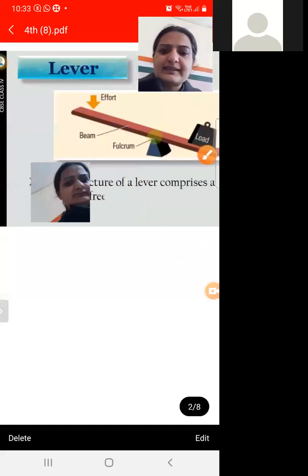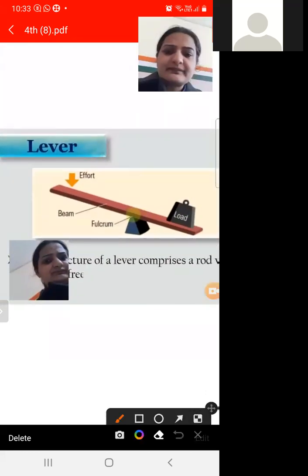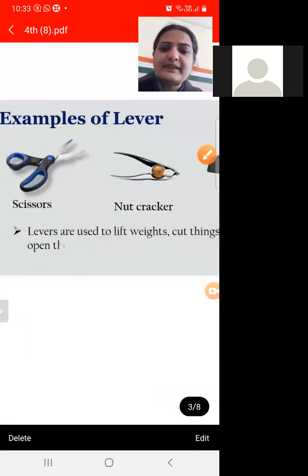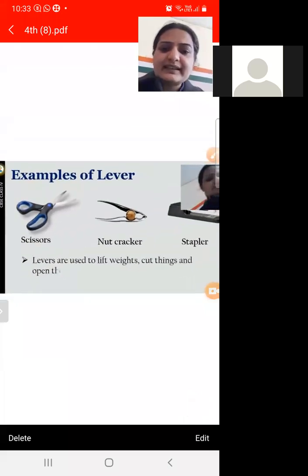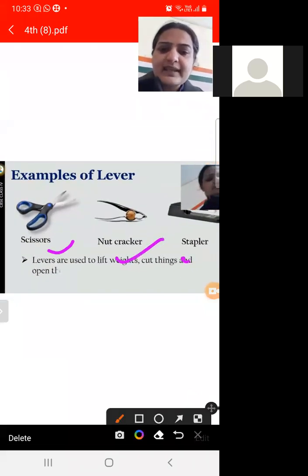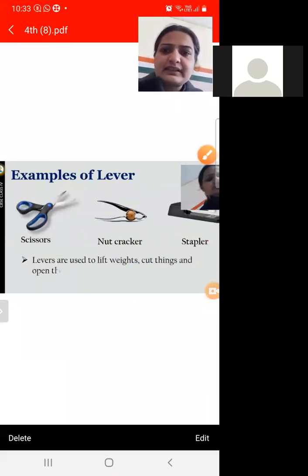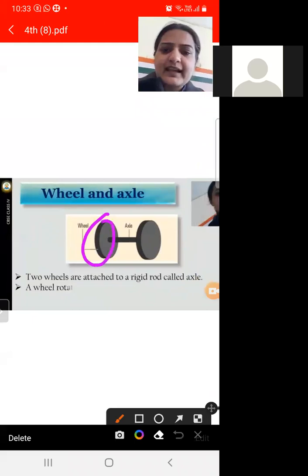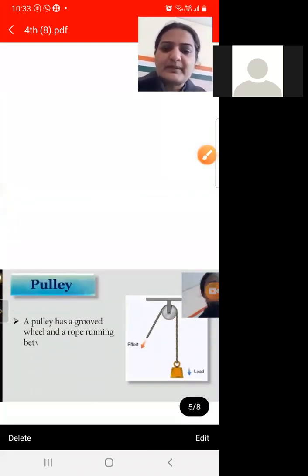So what do you mean by lever? It is a lever. It is a rod that is used to lift any load. So what are the examples of lever? Scissors, nutcracker, stapler. So these are levers. And this is a wheel and this is an axle. So this is also a simple machine.